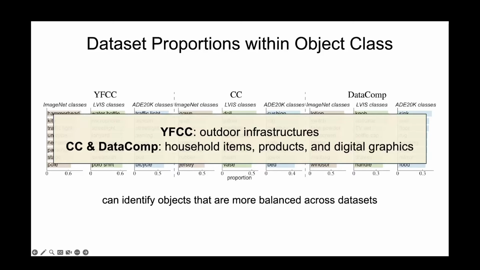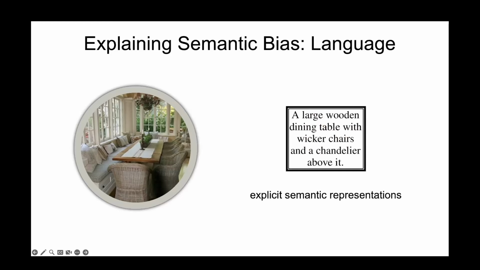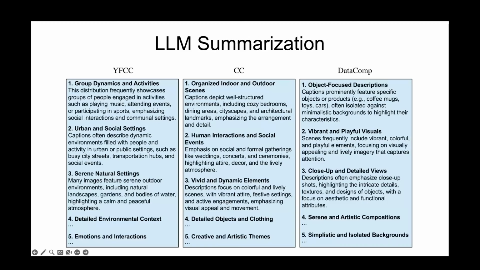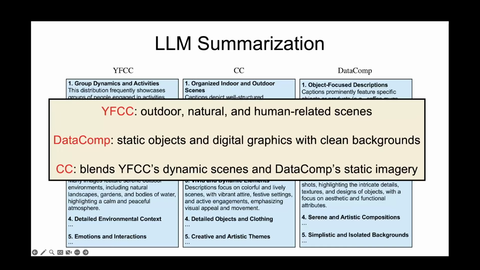The generated captions can also serve as semantic representations for images. From there, we can leverage various natural language methods to analyze the dataset. Using classical topic discovery methods on captions will let us find key concepts for each dataset. We can see YFCC is mostly characterized by auto things. CC and DataComp have more emphasis on digital graphics. We can also prompt large language models to summarize each dataset's characteristics by providing captions. The generated output is shown here. We again see that outdoor, natural, and human-related things are highlighted for YFCC. Static objects and digital graphics are represented for DataComp. CC, on the other hand, blends both of their elements.